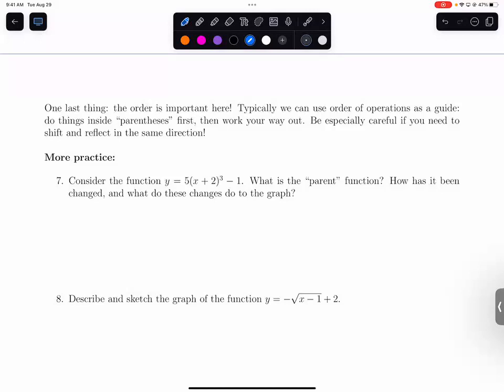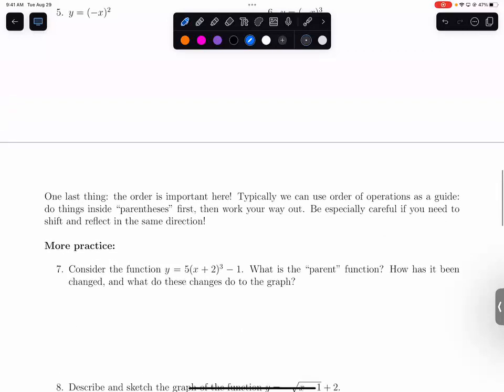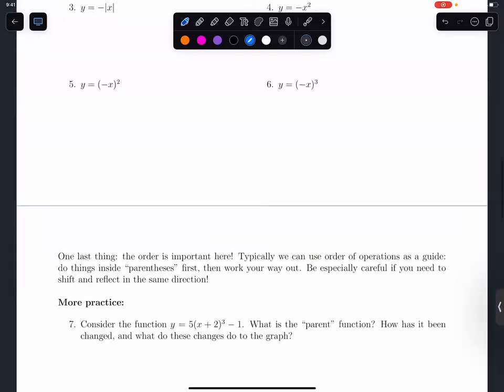So especially when we've got multiple things happening in kind of the same direction like that, we have to be really careful about the order, because you can end up with different things.